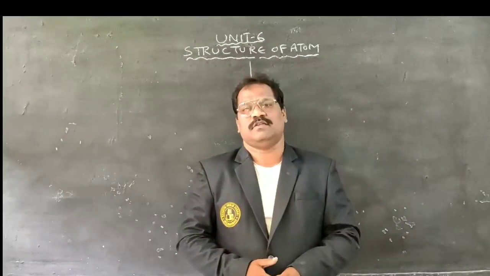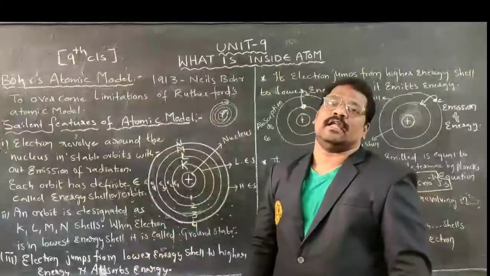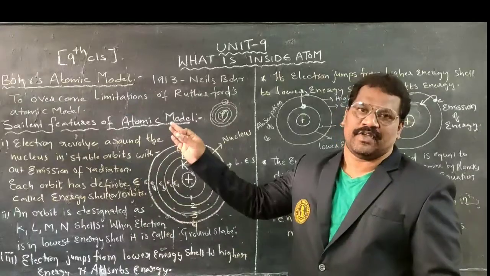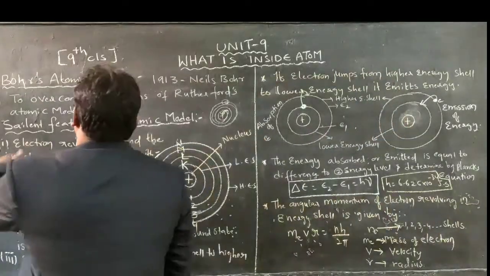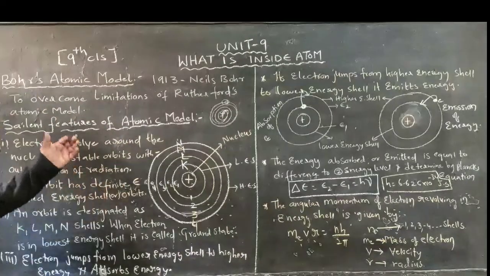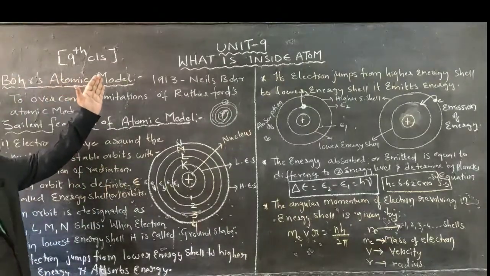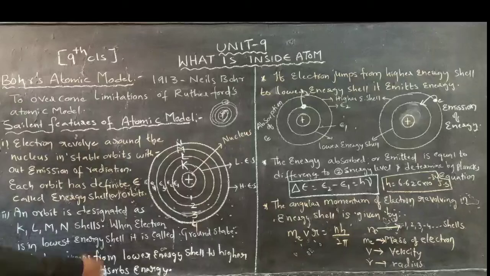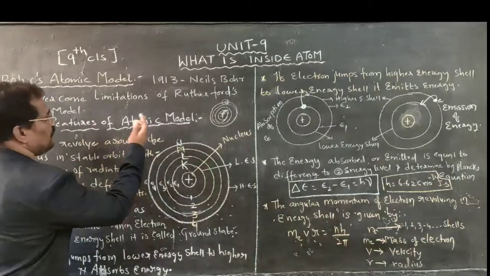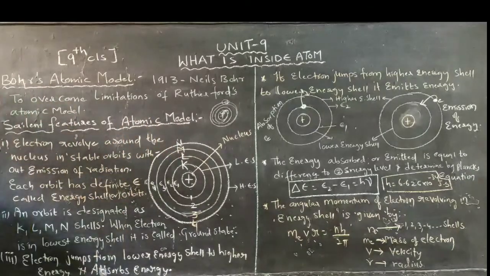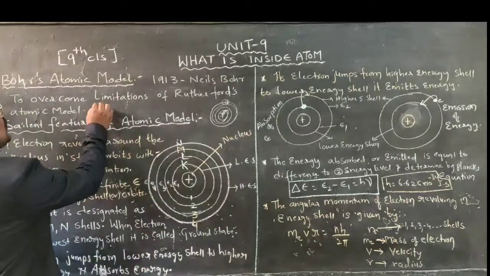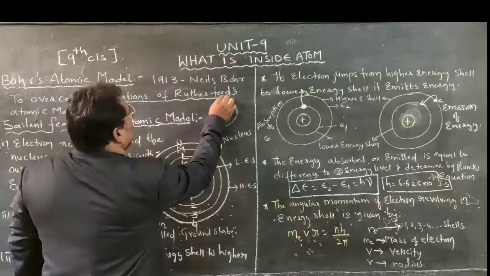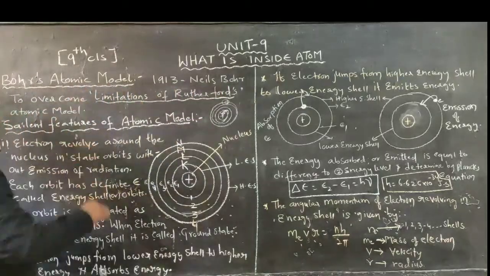Niels Bohr, a Danish physicist, in the year 1913 discovered a new model. That model is called Bohr's atomic model. According to this model, some salient features are there. The first salient feature: the main aim was to overcome the limitation of the Rutherford atomic model.